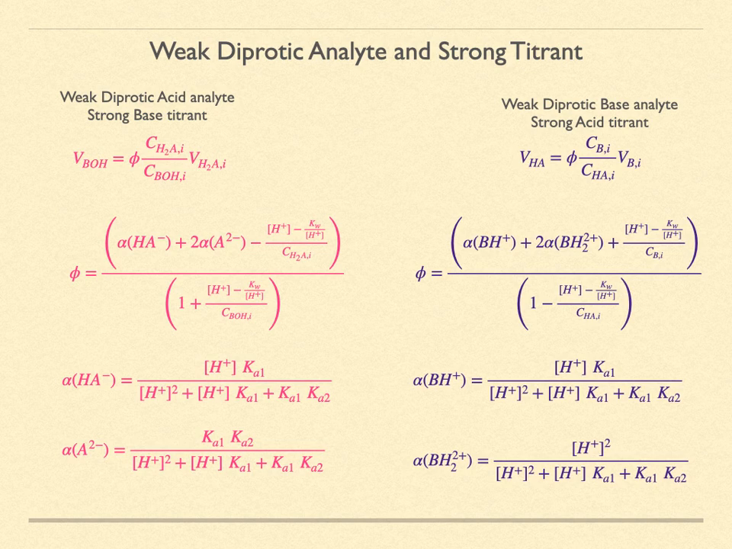But we can also craft these expressions where both the analyte and the titrant are weak acids or weak bases. In those cases, the 1 in the denominator is replaced with fractional composition terms, just like in the numerator, except that they are for the titrant.